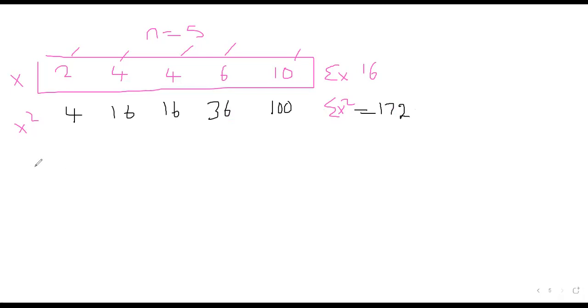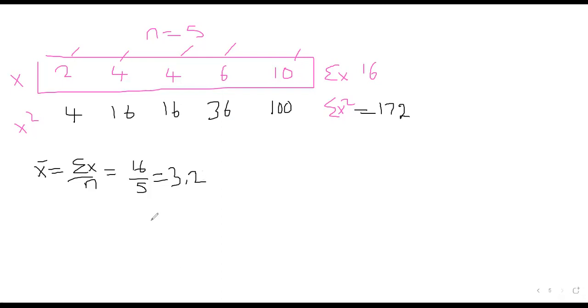So let's find the mean. Who can help us find the mean? Summation of x over n. So 16 over 5. What do we get? 3.2. Do we all agree? 3.2.